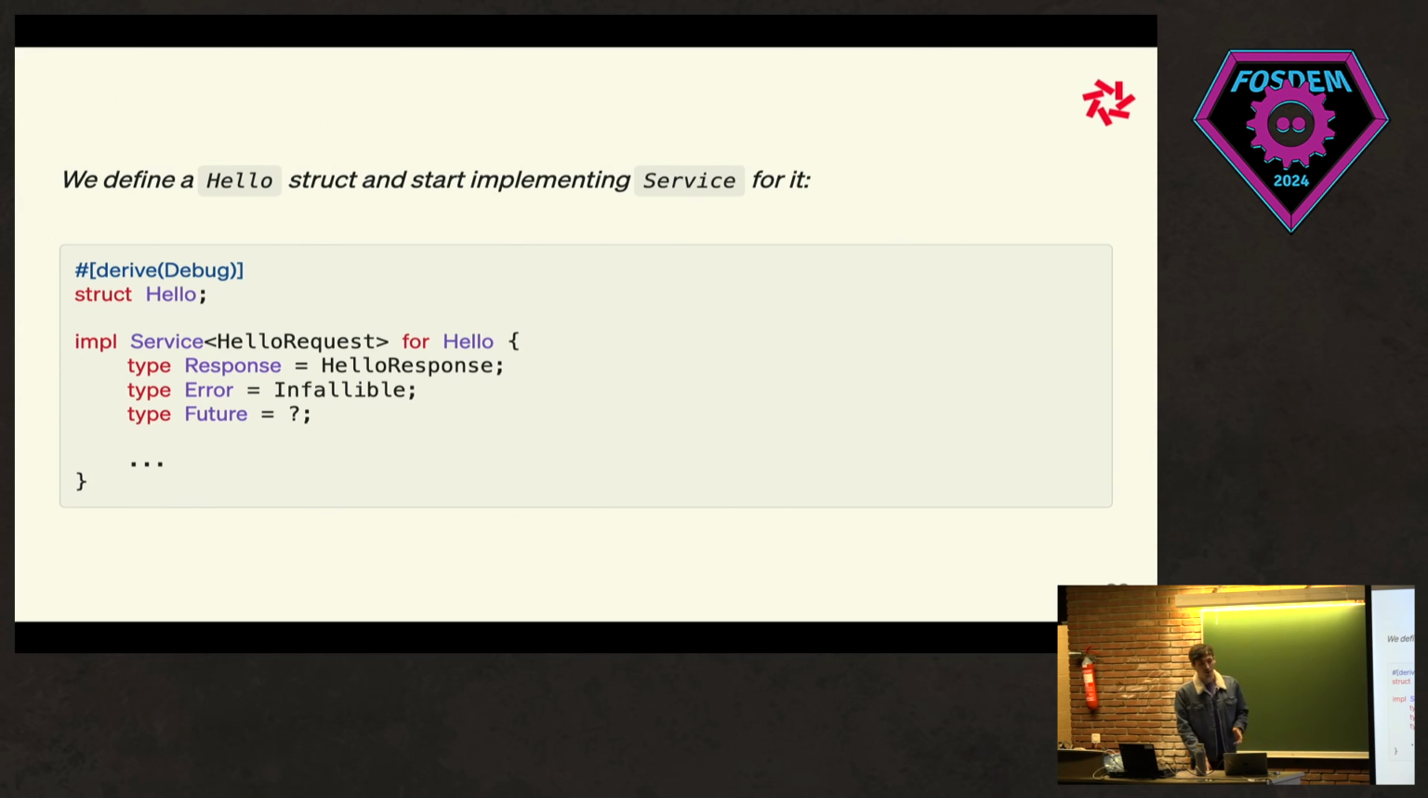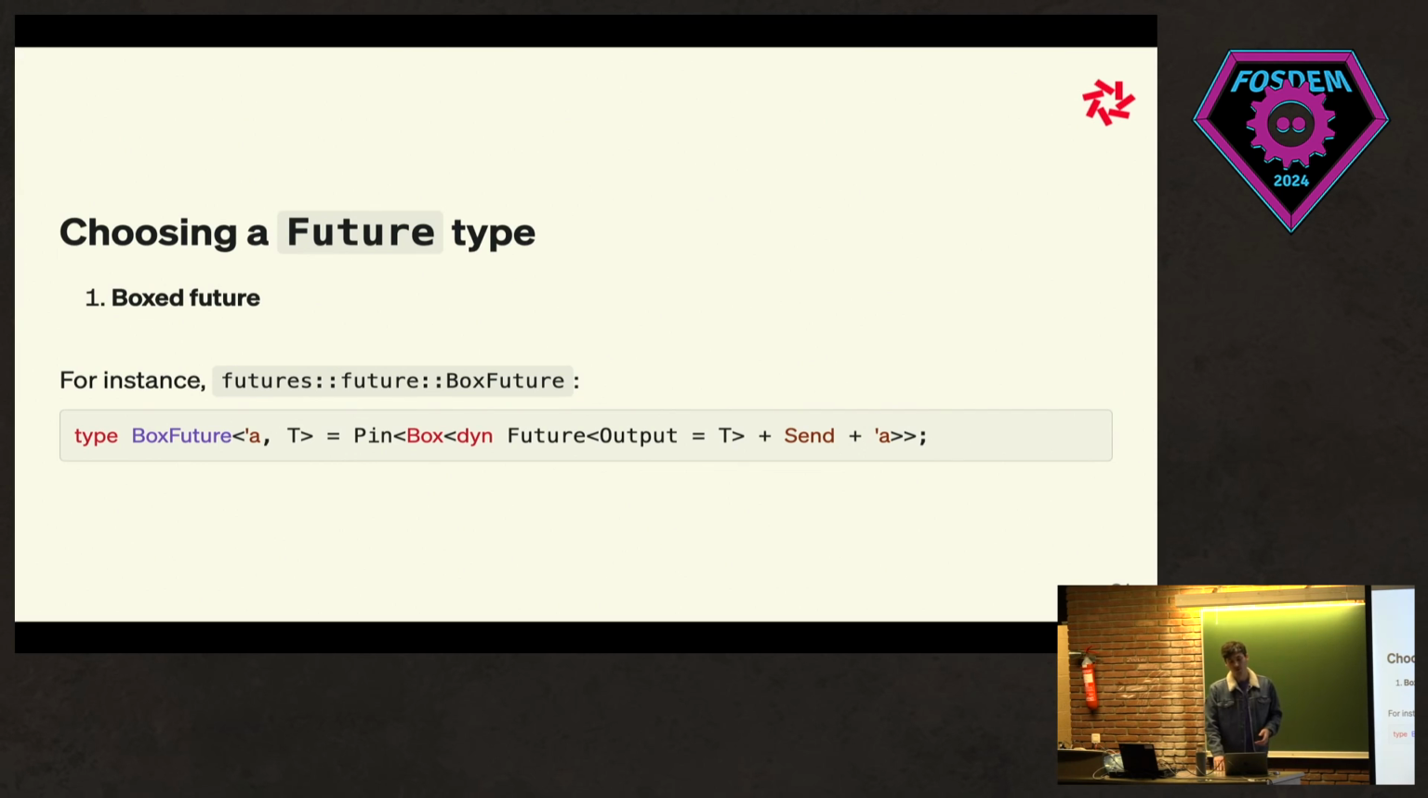So we start by defining a Hello struct, and we start implementing Service for it. The input parameter is HelloRequest. The response type is HelloResponse. The error is going to be a little bit specific here. It's going to be Infallible because we're never going to fail. We're just printing stuff. And now we have to choose our future type, and we have various options. The first thing we can do is go with a BoxFuture. We can define our own type alias, or we can reuse the type alias from the futures crate, for instance.